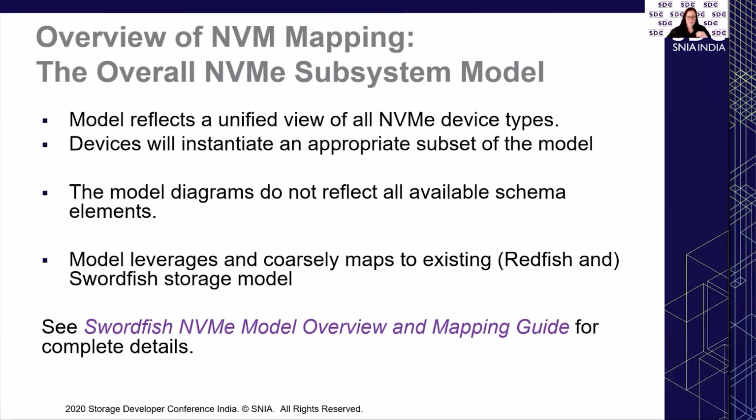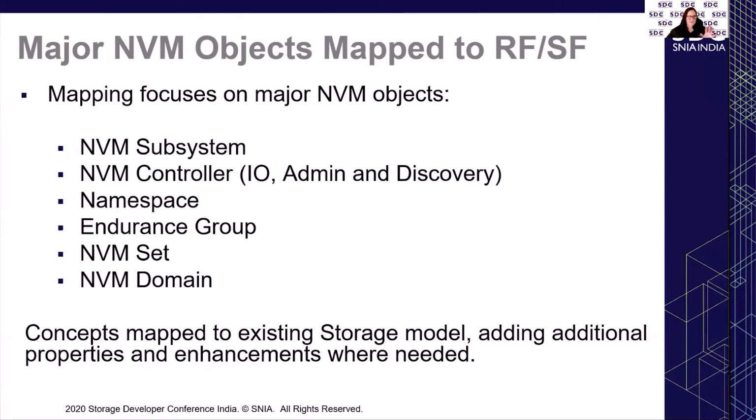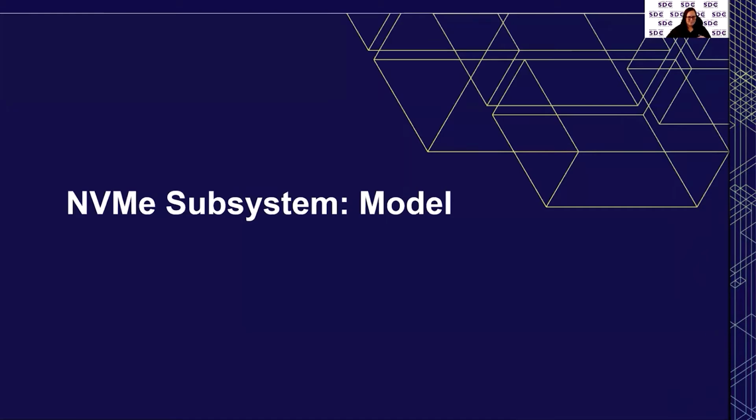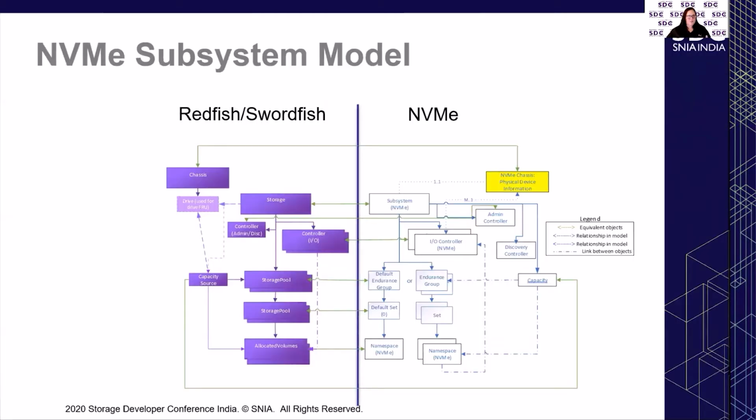The full details are again in the model overview and mapping guide. So the main things we worked on were really this set of NVM objects: subsystems, controllers, namespaces, endurance groups, sets, and domains, and mapped those concepts over. What does that mapping look like? Going with one of those last tenets that I talked about, we started by looking at the high-level models on each side and asking, what do they really look like? Let me just talk a little bit about what the existing storage model looks like.